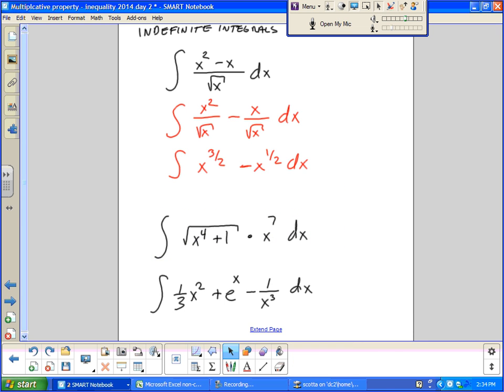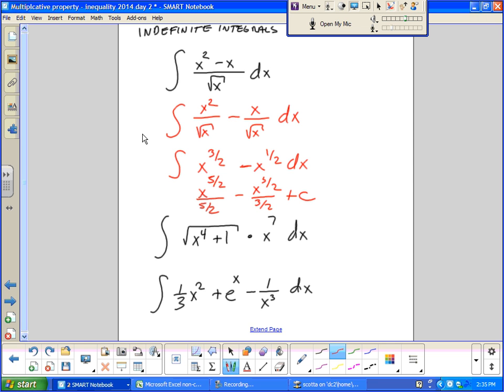Don't forget it. So what I get is x to the 5/2 over 5/2 minus x to the 3/2 over 3/2 plus c. And you can't leave it that way, right? You got to flip those bottom fractions, but again, I write it out.